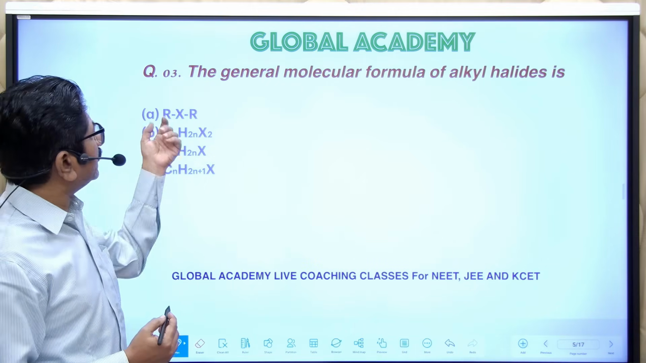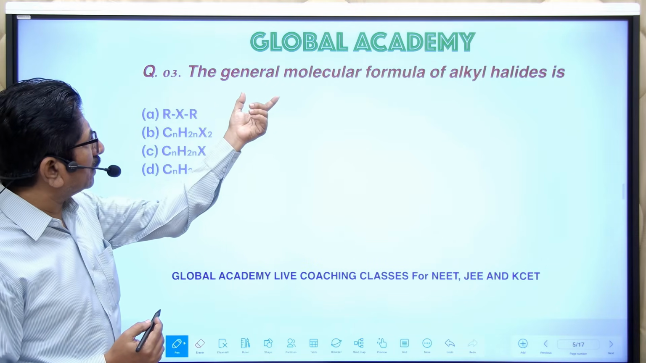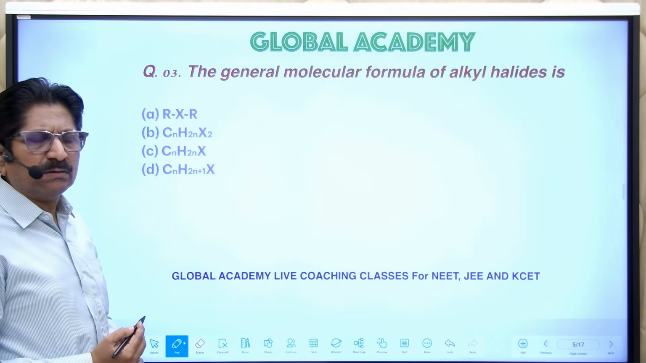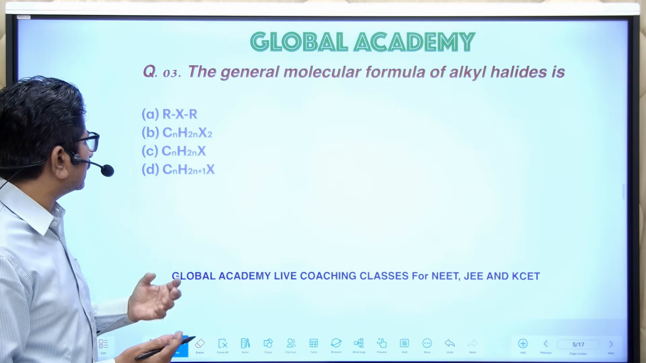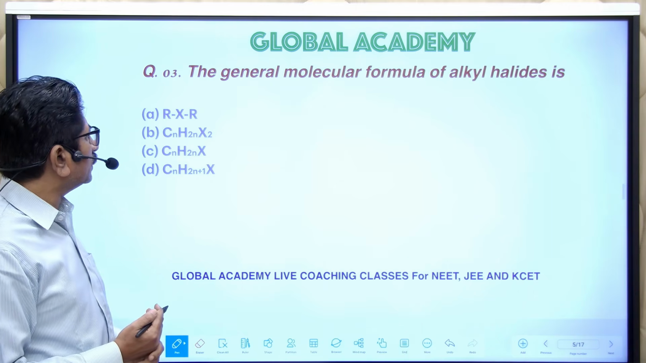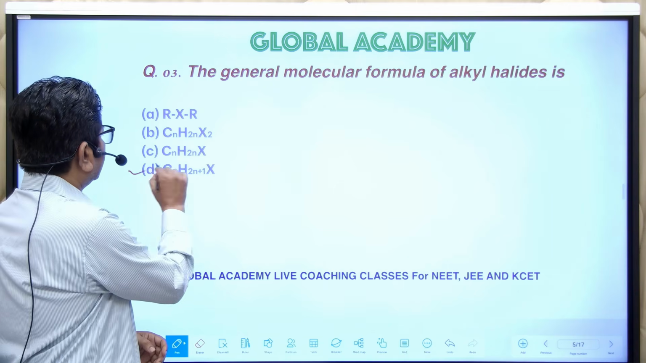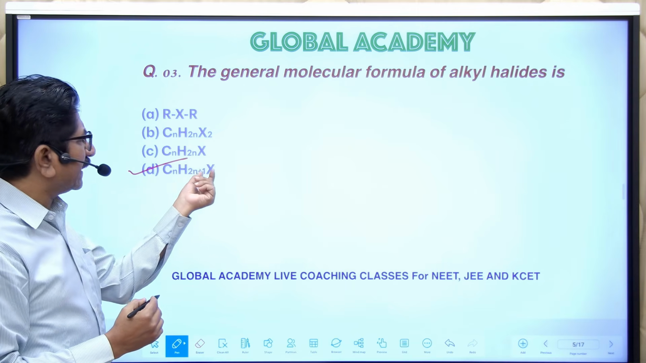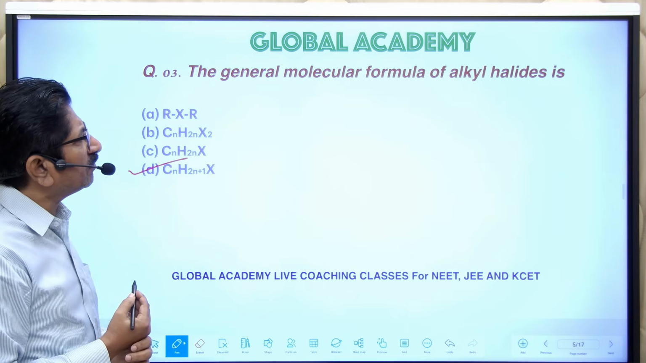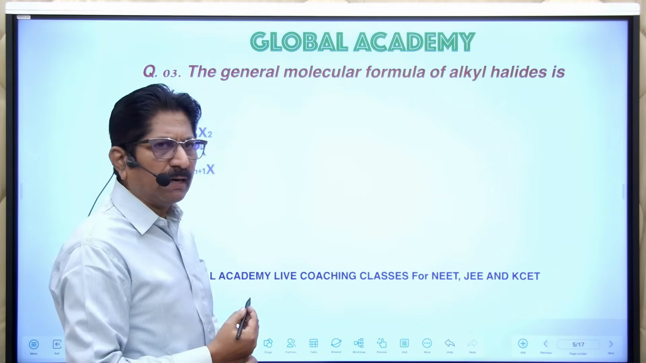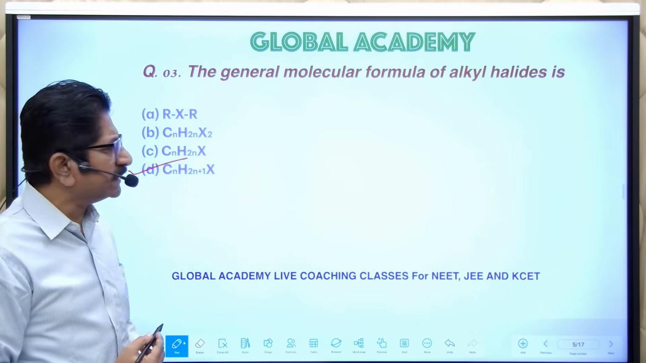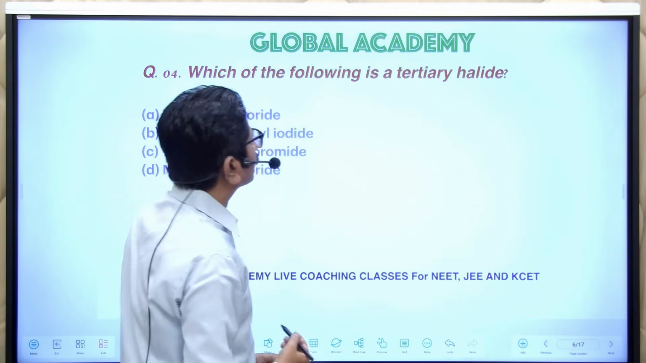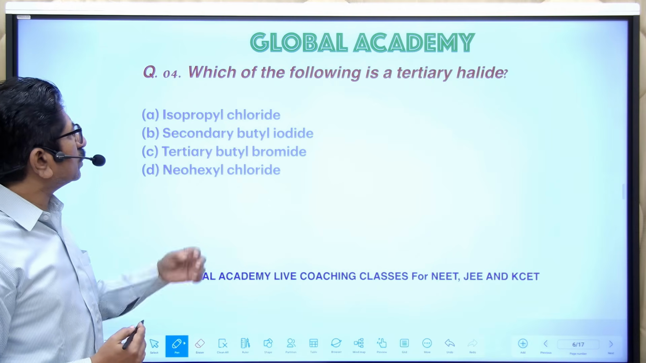The third one is the general molecular formula of alkyl halide. I think everybody knows that, and that is D, CnH2n+1X. That is the general formula of the alkyl halide, and the right option is D. Next is question number 4.